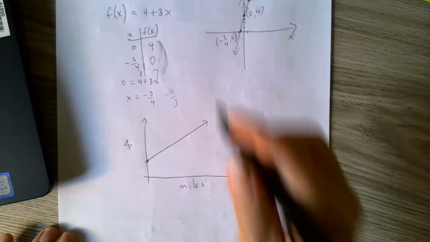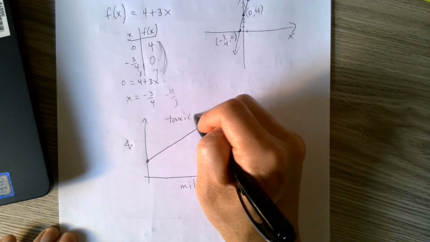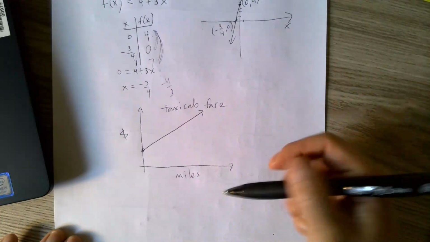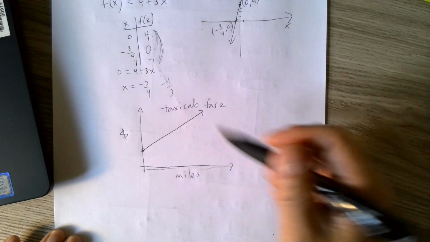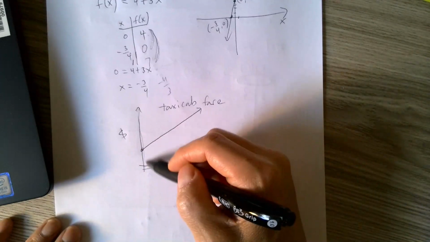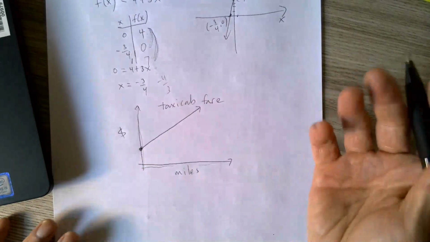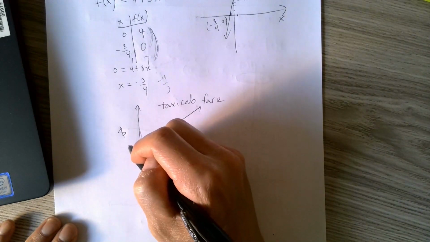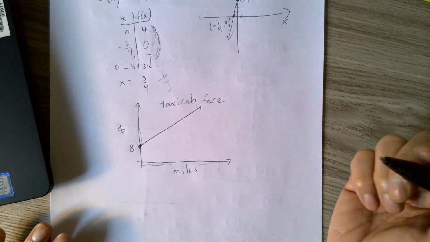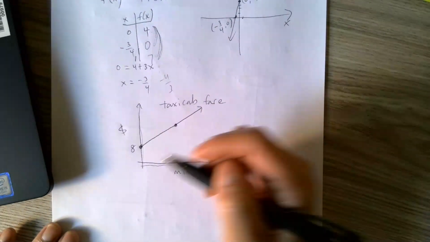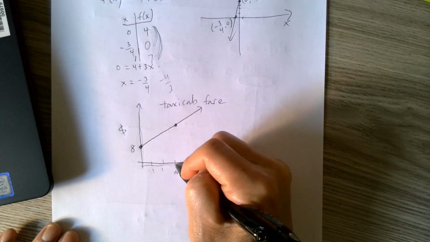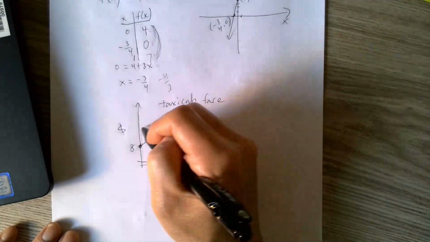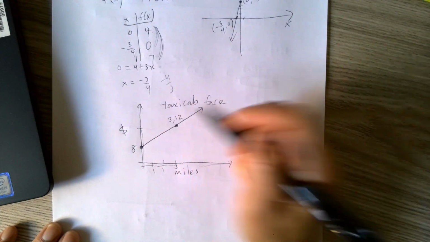So let's say this is the graph of the amount of money you have to pay a taxi to go somewhere. And the number of miles that the taxi travels is on the x-axis, and the amount of money you have to pay is on the y-axis. And this is the y-intercept of this graph, which is at 0, let me just make it 0, 8. And then I'll plot a point here, 3 comma, we'll just make it 12, 3 comma 12.